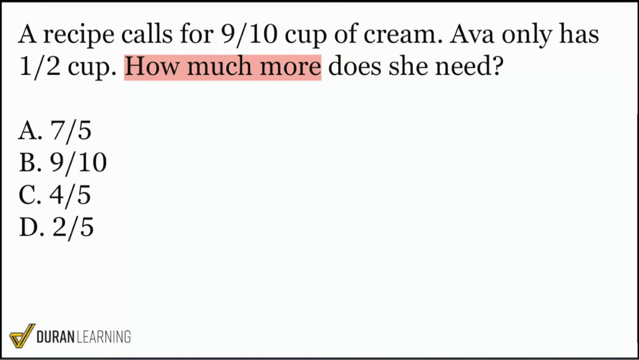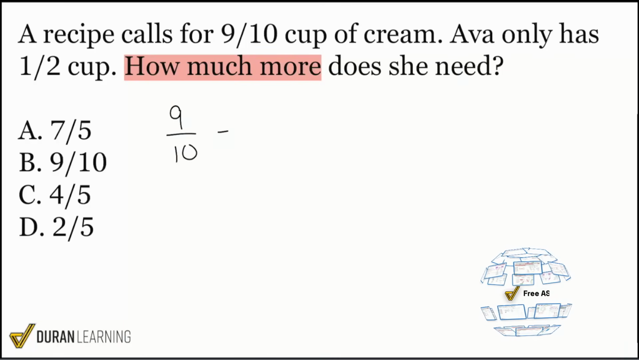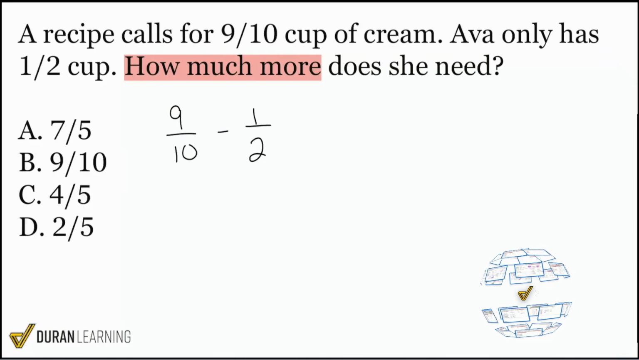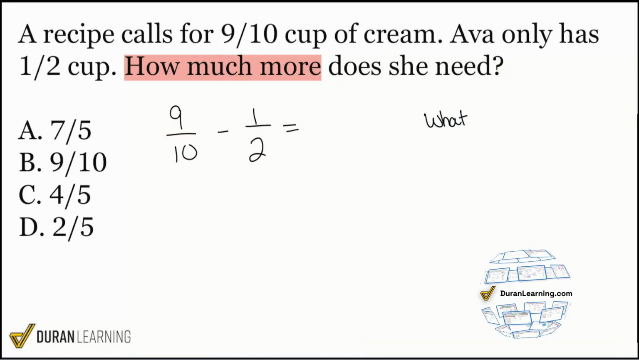Let's make sure, because we're not going to hinge everything on just 3 words. Let's figure out what the story is telling us is going on so we can make an appropriate decision. So here, let's read. A recipe calls for 9/10 of a cup of cream, and Ava only has half a cup. How much more does she need? Okay, so again, it says that Ava needs this much, 9/10, and she has half a cup. So if we subtract what we have from what we need, we'll get the gap. We'll get what's left.